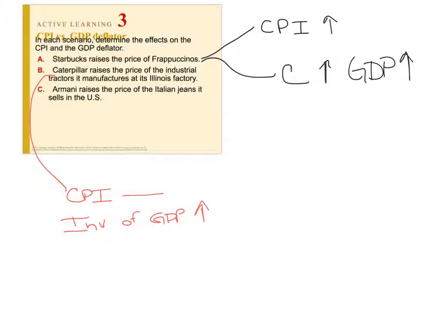Armani raises the price of the Italian jeans it sells to the U.S. Well, in selling the jeans, would that be part of CPI? Sure would, it's clothing, so the CPI would increase. But because they're being produced in Italy, they would be an import, and because they're an import, we know that would decrease net exports, which then would decrease the GDP. So again, you can see some variations depending on which you're looking at and how each product enters into the nation or into the mix of either the GDP or the CPI.